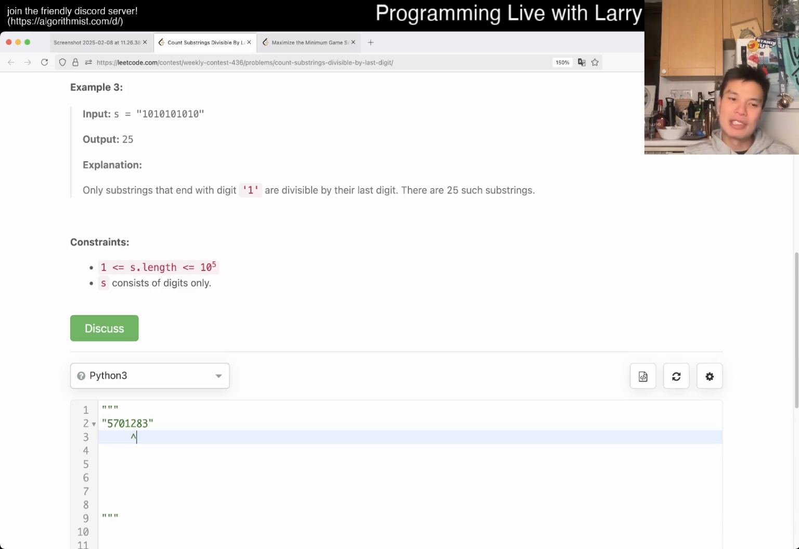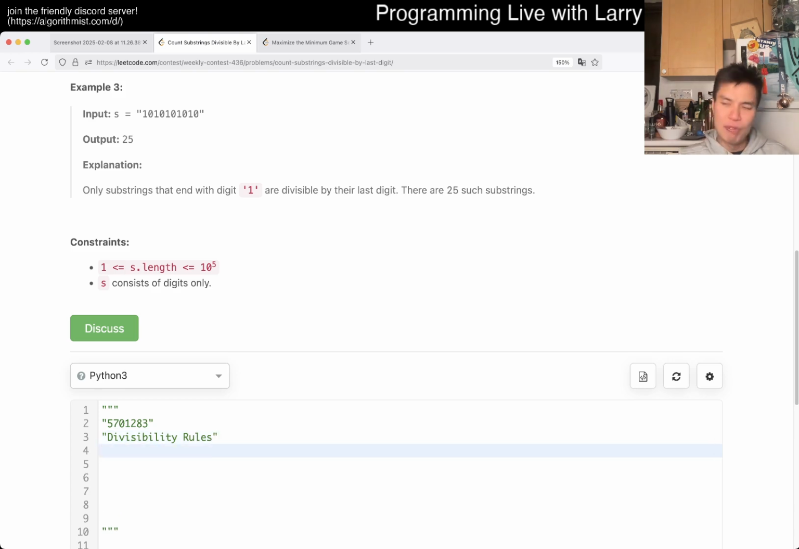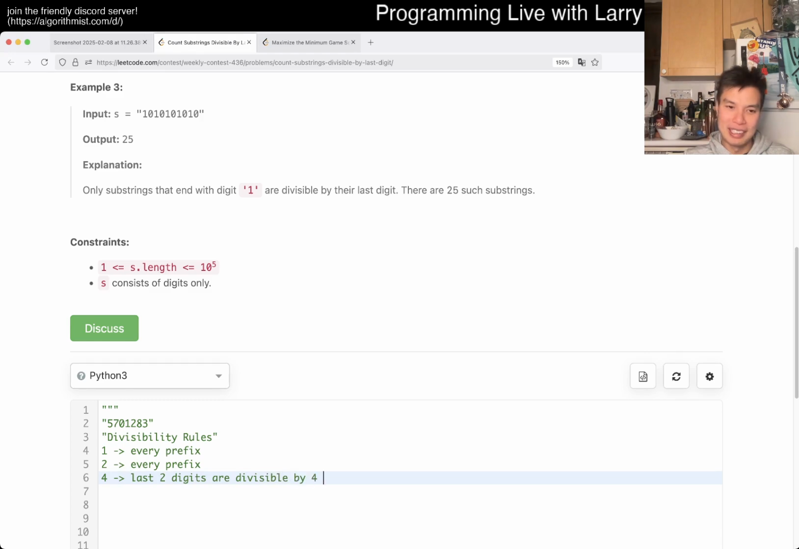And then you could similarly do it for what people call divisibility rules, right? Divisibility, maybe I misspelled it. And for 4, what is 4? Actually, I don't know the divisibility rules, I'm not gonna lie. But for 4, I'm looking it up now, honestly. I didn't do it this way, just to be clear. So 1, every prefix. 2, also every prefix. 4, apparently, if the last 2 digits are divisible by 4, then every prefix, right?